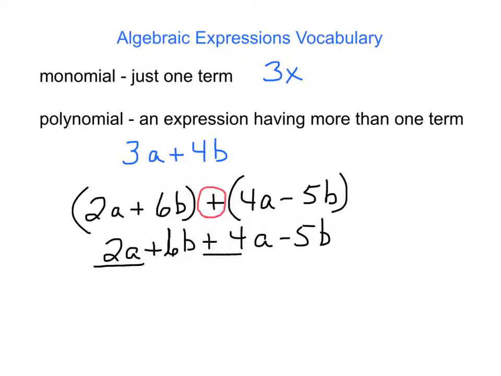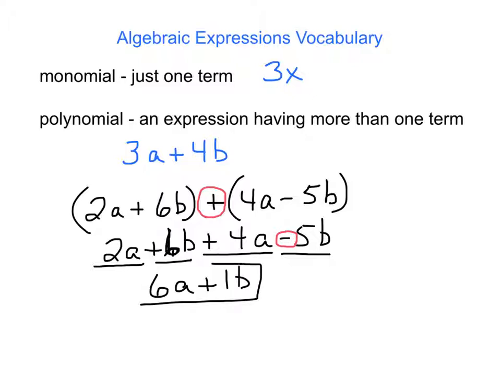So I have 2a plus 4a is equal to 6a. This is a 6b. And then I have 6b subtract 5b. Remember, the operation right in front of that term tells me what I need to do with that term. 6b subtract 5b gives me a plus 1b because it's a positive. So the answer to that would be 6a plus 1b. As I say, as long as there is an addition sign between the two sets of parentheses, all you need to do is just get rid of those parentheses and then combine the like terms.